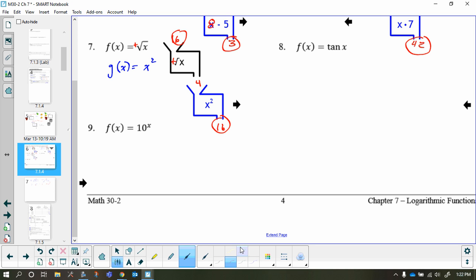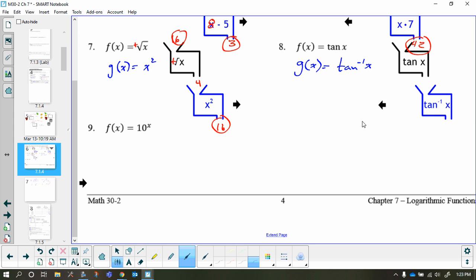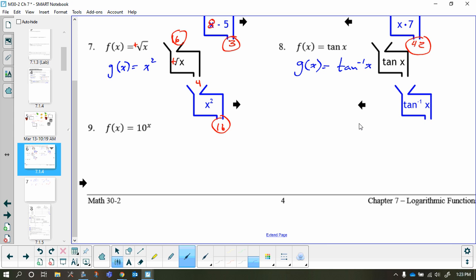Next one, tangent. Well, similar to sine, how do we undo tangent? We do the inverse tangent. So what will this look like for our function machine? Do I have space for it? Let's stick it there. And let's pick a number like 45 degrees. If we put 45 degrees into the tangent function, we are going to get 1 as output.